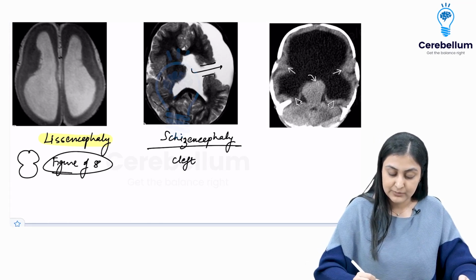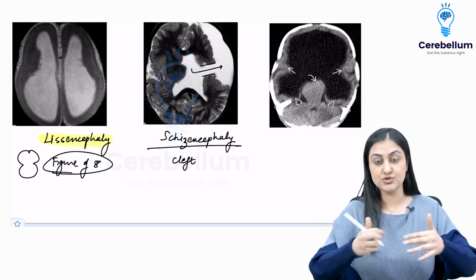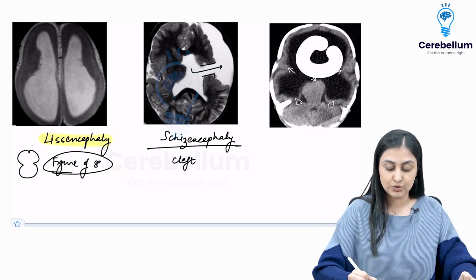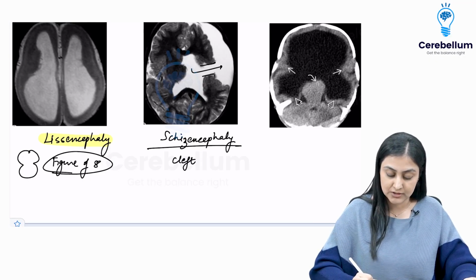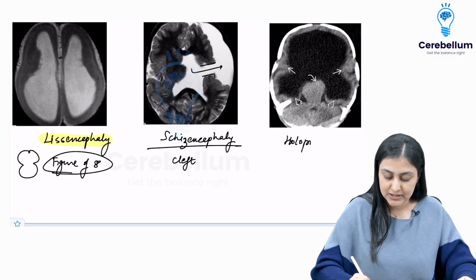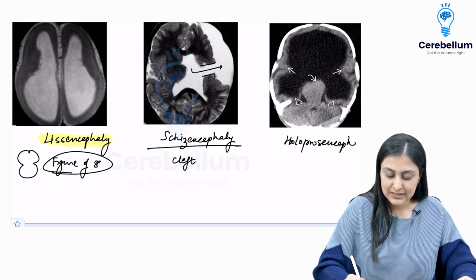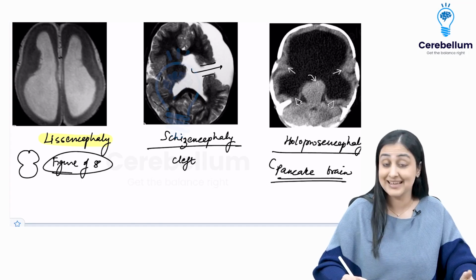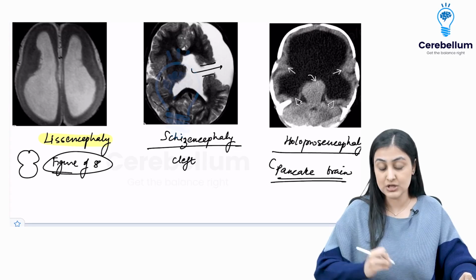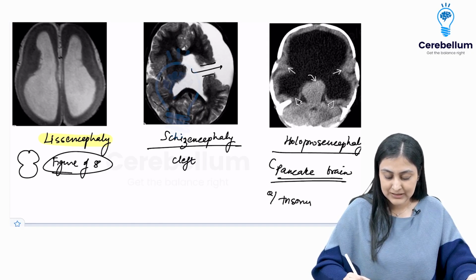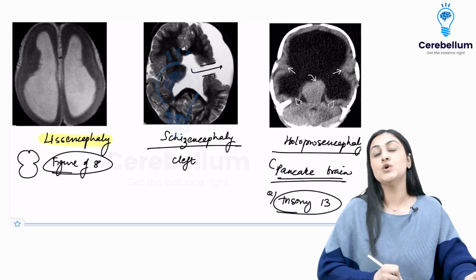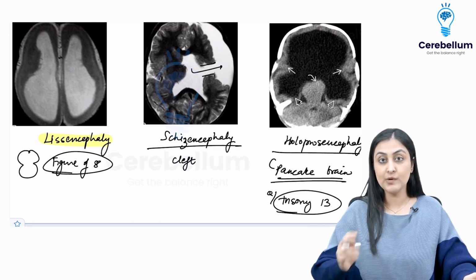a malformation wherein both the sides are fused. So you can see that there is a single monoventricle that you are seeing. The thalami are both fused with one another. So this is holoprosencephaly, a fused brain, but is also called pancake brain, fused like a pancake. We've also seen pancake kidneys wherein the two kidneys are fused. This is holoprosencephaly, and this is associated with trisomy 13, that is Patau syndrome. Okay, so this is holoprosencephaly.